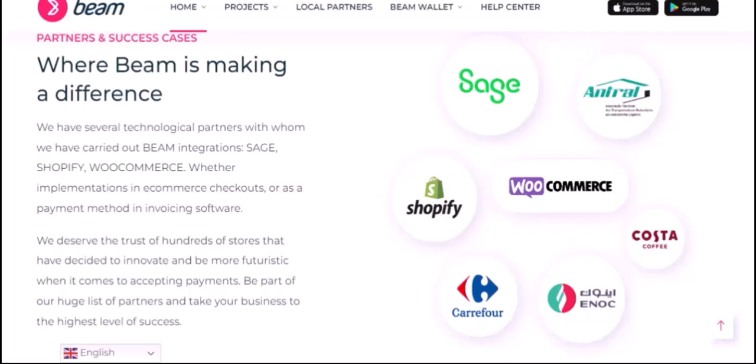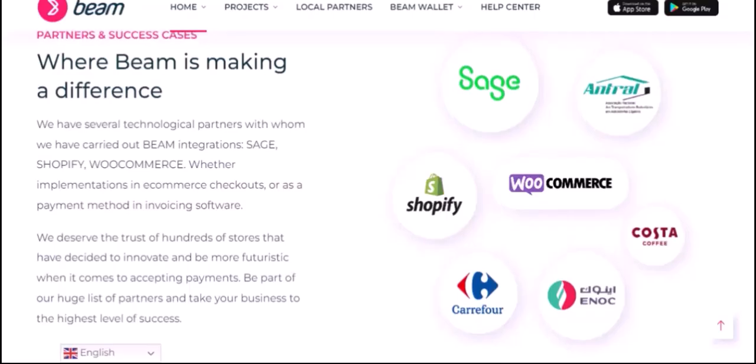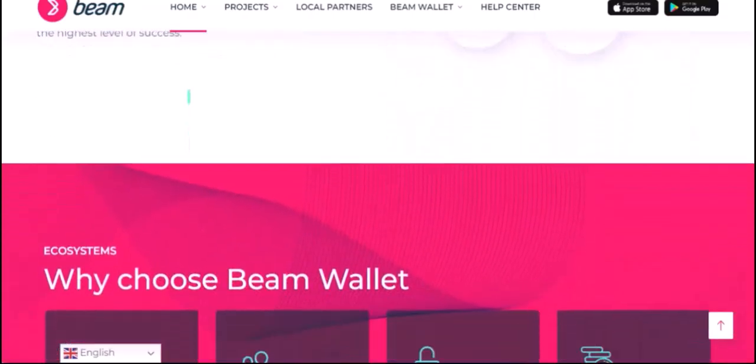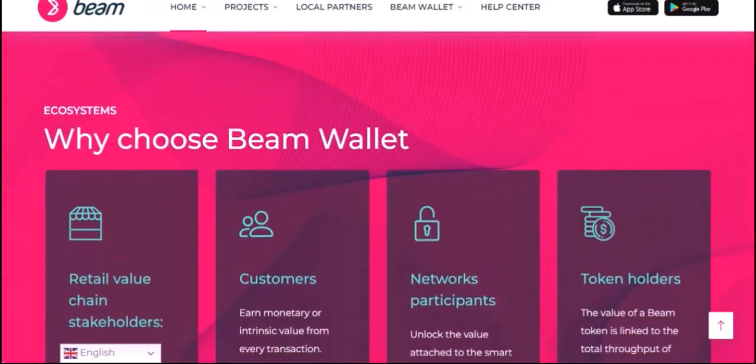So, to recap, you can send $BEAM, the native token, and a selection of bridged assets, primarily wrapped tokens from Ethereum and other EVM-compatible chains. Always verify the current list of supported tokens within your Beam wallet or on the official Beam resources.